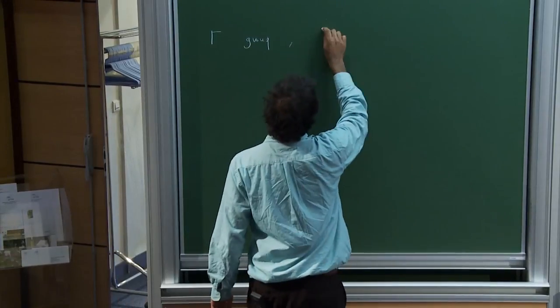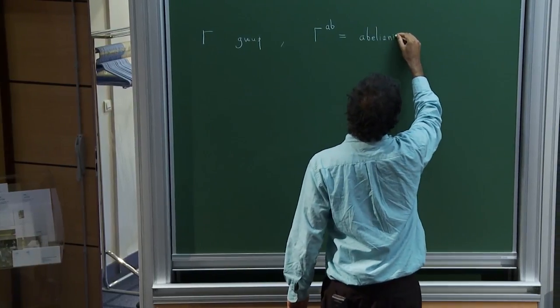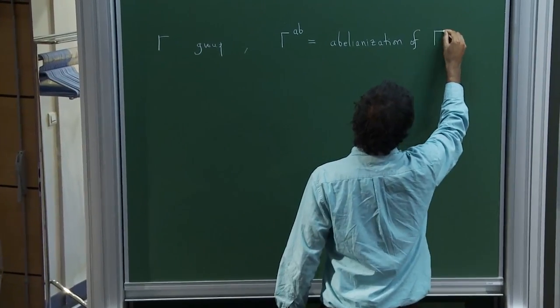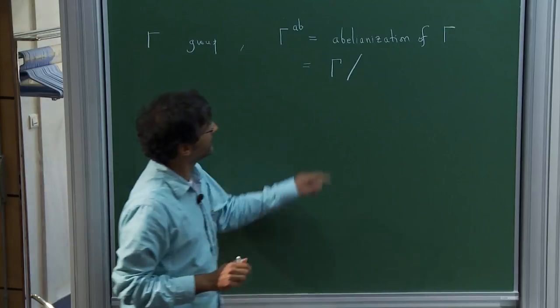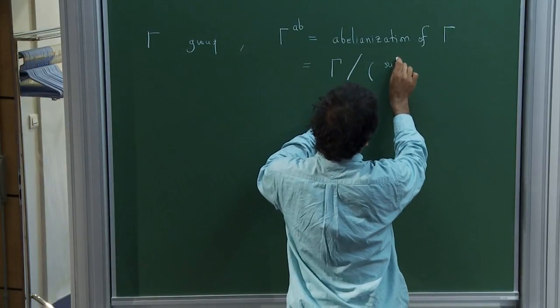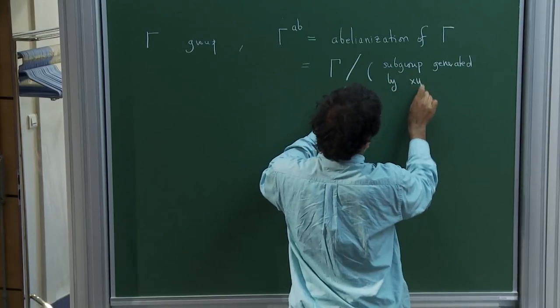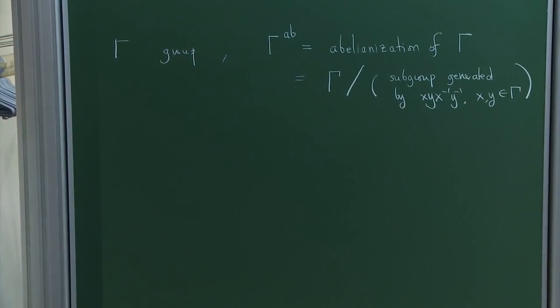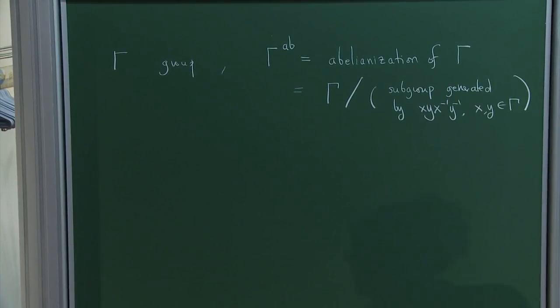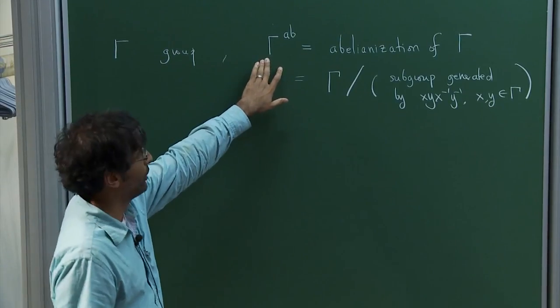gamma ab means for us the abelianization of gamma. In other words, that's the largest abelian quotient of gamma, so you take gamma quotiented by the subgroup generated by all elements x, y, x inverse, y inverse, where x and y are in gamma. Okay. So what we're going to be talking about is what happens when we do this to groups like SL2 over an imaginary quadratic field.